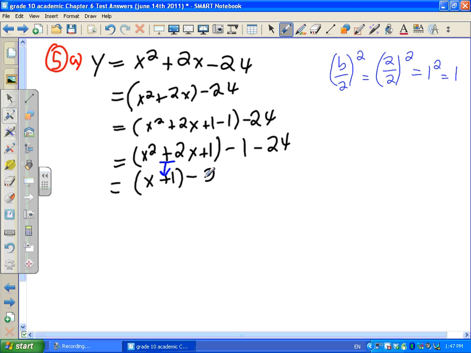Now we have to put a squared at the end of the bracket, outside the bracket. Okay. So your vertex form is x plus 1 squared minus 25.